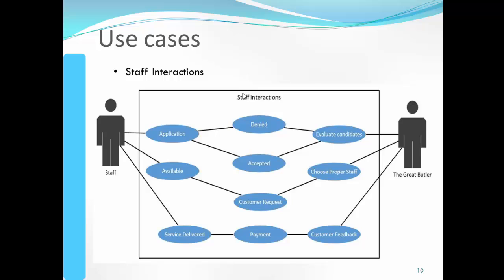Due to the particular recruitment policy, it is important to make clear how the candidate becomes a staff member in this use cases diagram. If the staff member is available, he may be chosen to deliver a service. And finally, the third interaction refers to the payment that only happens after the company receives the customer's feedback.